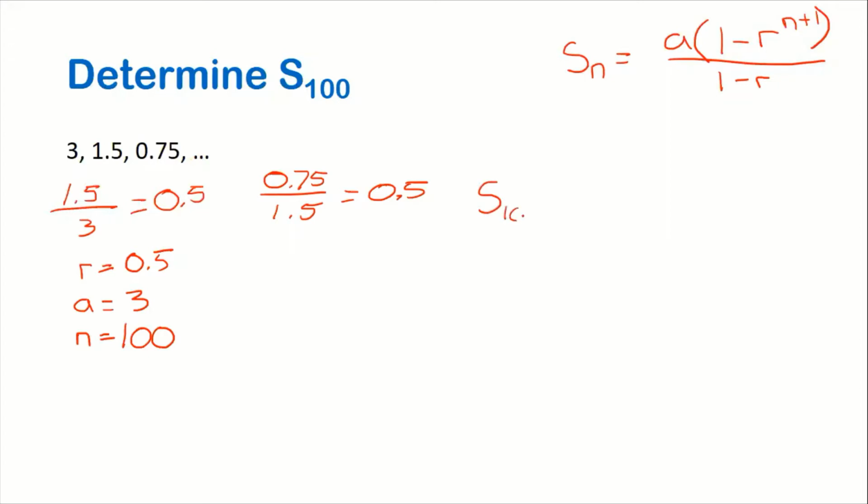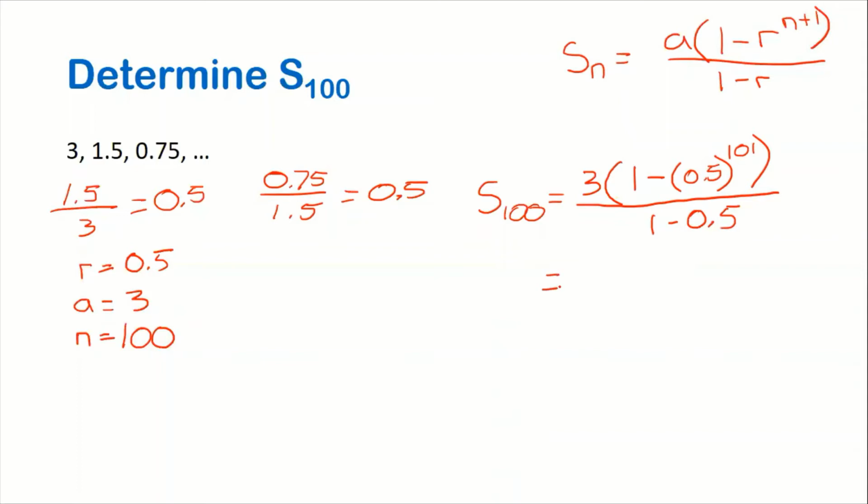S sub 100 is equal to a, which is 3, bracket 1 minus r, which is 0.5 or 1/2, raised to the exponent n plus 1, so raised to the 101st power. Great. This is all divided by 1 minus 0.5.